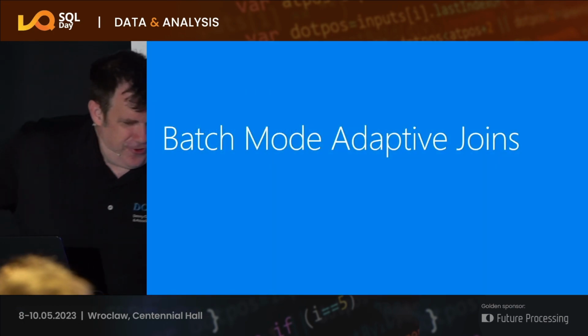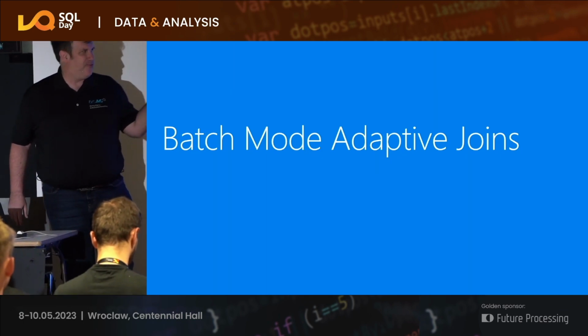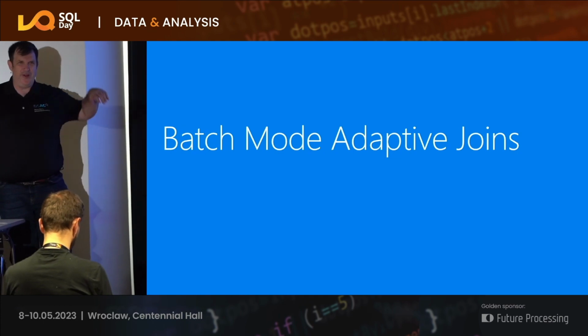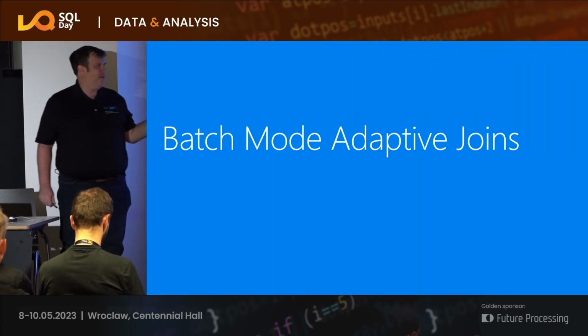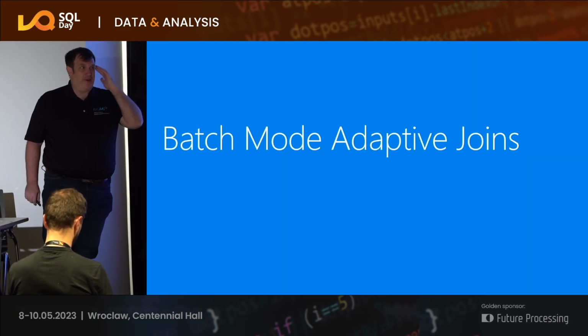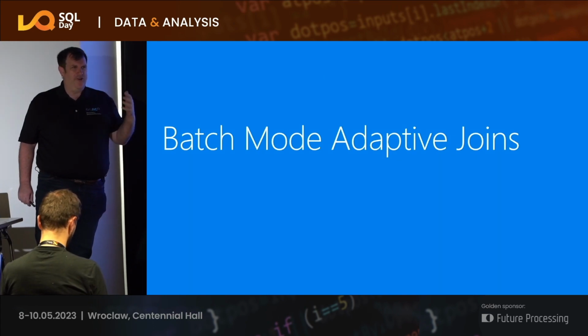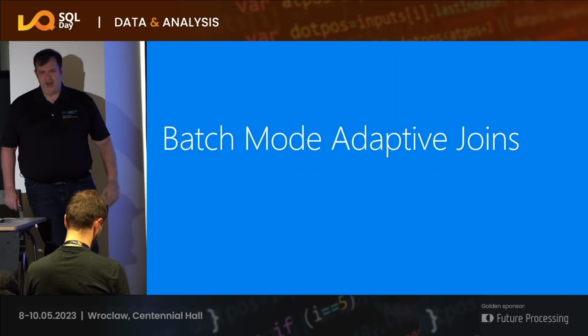So this is another feature. I also have a client story to talk about. Batch mode adaptive joins. Of all these features, I think this is the one that people notice the least. It helps, it is very helpful. I have a particular customer that has a very large data warehouse, but sometimes they do subsets of data. So having these joins be adaptive is really handy.